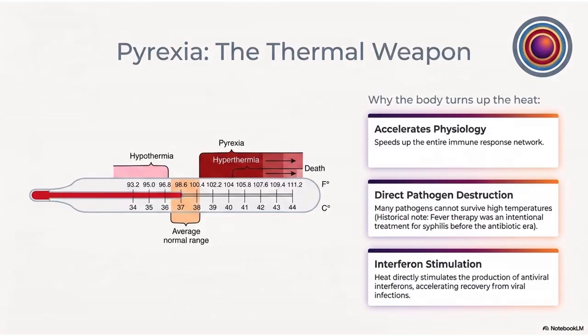Fever is a very good mechanism against infection. Whenever there is a body temperature rise, which happens because of the immune response, most of these pathogens cannot survive at a higher temperature. Historically, before antibiotics, fever therapy was used for treatment of syphilis. Then, heat will also stimulate the production of interferons, which will allow for early recovery from viral infections.